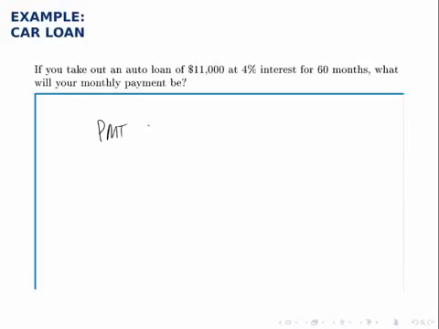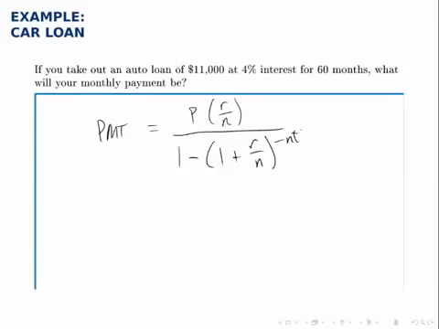The payment amount equals the principal on the loan times the interest rate divided by the number of times per year that we make a payment, divided by 1 minus 1 plus r over n to the negative nt. And again, this formula is based on a payout annuity because that's precisely what it is from the bank's perspective.